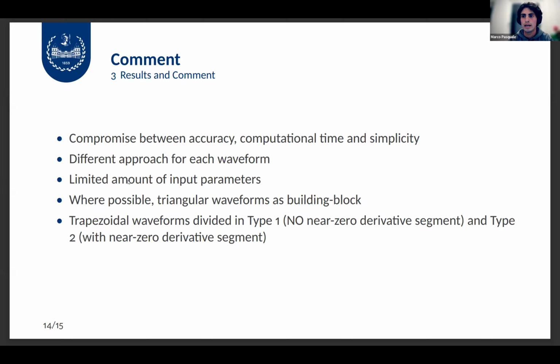So we use them again for sinusoidal with the support vector machine, and also for the first type of trapezoidal. And again, we couldn't just merge all trapezoidal signals. We had to divide them into no near zero derivative segment and with near zero derivative segment.